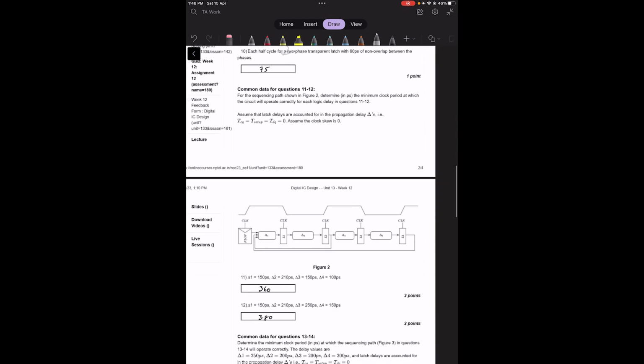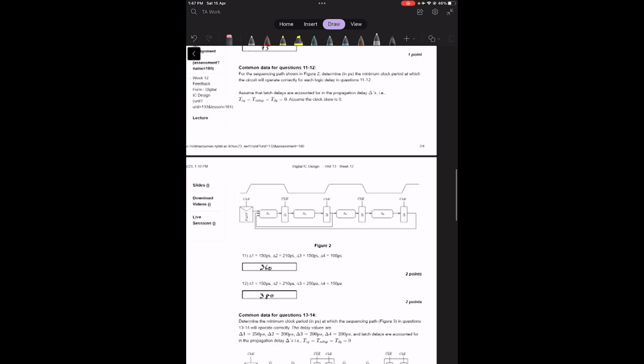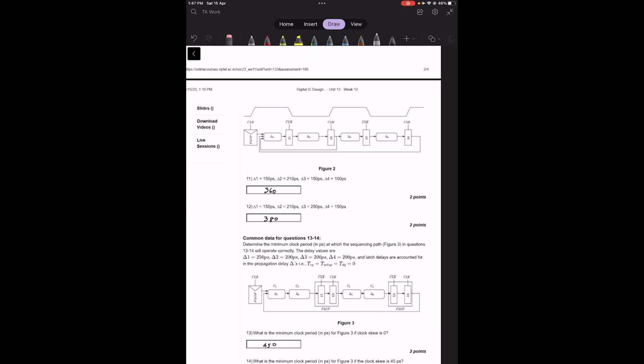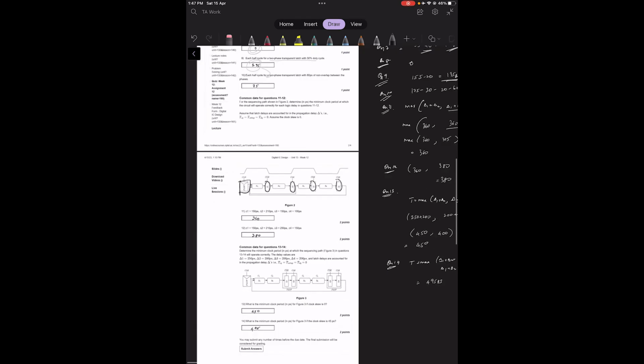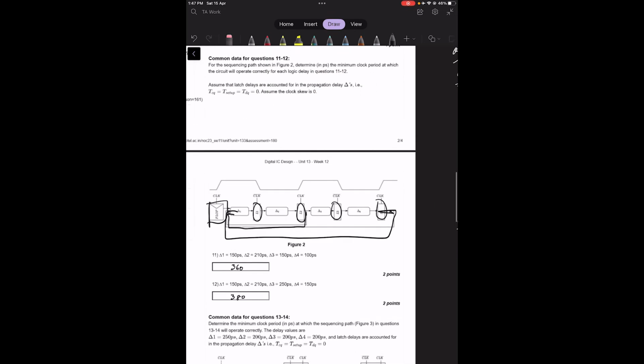Question 11. For the sequencing paths shown in figure 2, determine the minimum clock period at which the circuit will operate correctly for each logic design in questions 11 to 12, right? So how do you construct or solve such problems, right? So basically, if you look at this problem, there is a flip-flop here, but all of these are latches. Okay, so if you look at a latch based system where you have a feedback from here as well as here, how do you write down the constraints for what you must choose as the max or the minimum clock period, right?